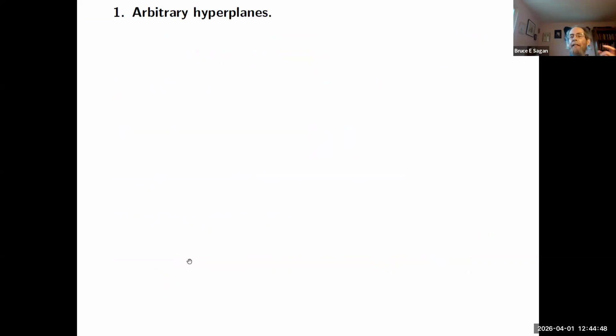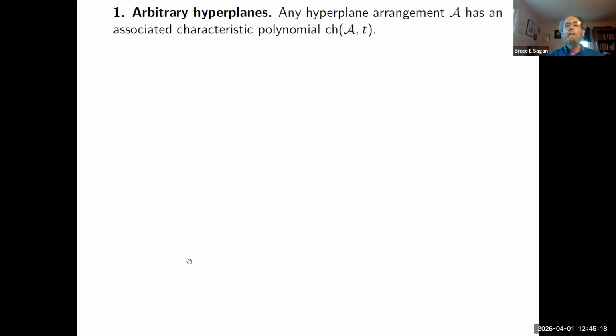So I gave you watered down versions of Stanley's and Zaslavsky's theorems because, when you're seeing them for the first time, it's good not to have all the bells and whistles. But let me put the bells and whistles back on just so that you see the full power of their theorems. So first of all, Zaslavsky's theorem wasn't just about the chromatic polynomial and arrangements that come from a graph. It was about arbitrary hyperplane arrangements.